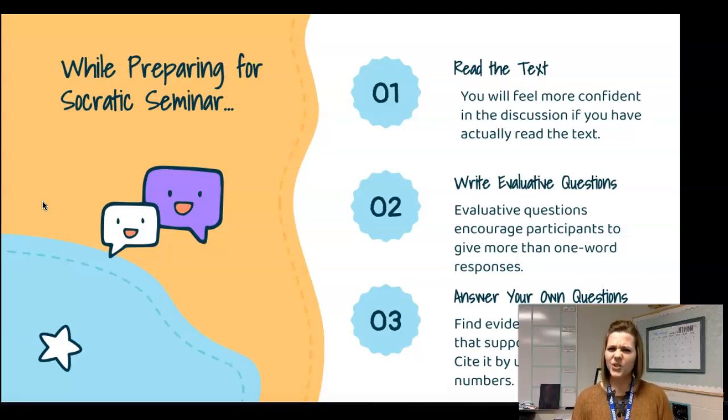Now there's a lot of students who feel like this is a weird step, but by answering your own questions, you're going to make sure that you're finding evidence from the text that supports your analysis of the text. So when you get to the point where you're answering your own questions, you need to actually cite evidence from the text by using page numbers. This allows me to see that you have actually analyzed the text and prepared for the discussion in a very effective way.